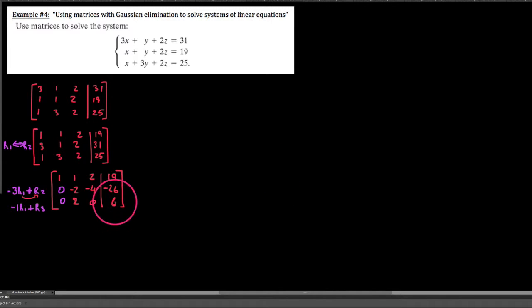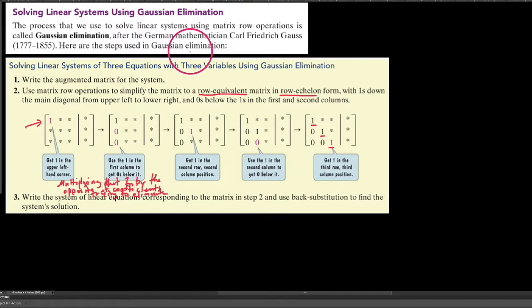And so here's what I want you to see. We just started by getting a 1 in the top left corner, usually by switching rows if you can, and then get zeros underneath it. That's the first step of getting this in the row echelon form.